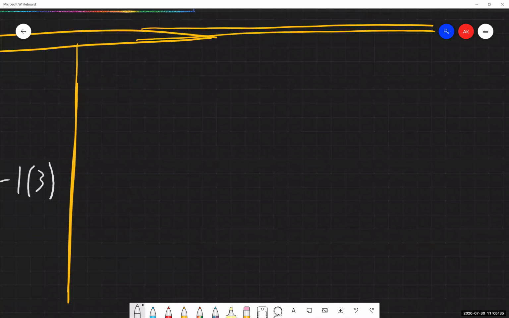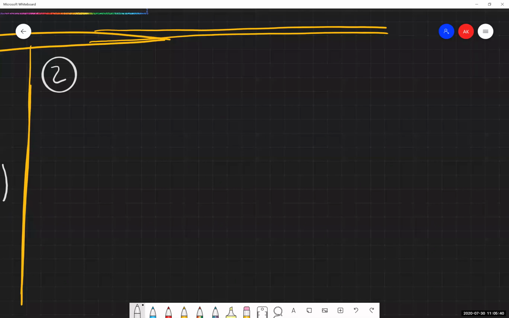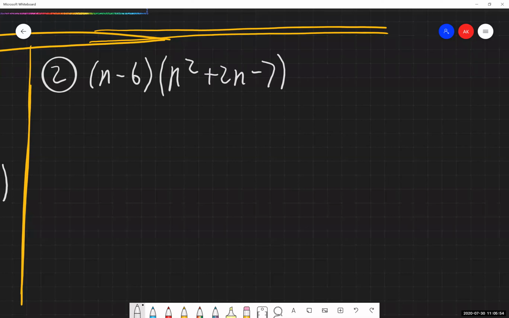So our second example that we have, we're working with the binomial n minus 6 times the trinomial n squared plus 2n minus 7. So just like we did previously, the first term from the first polynomial is going to multiply to every single term in the second polynomial.